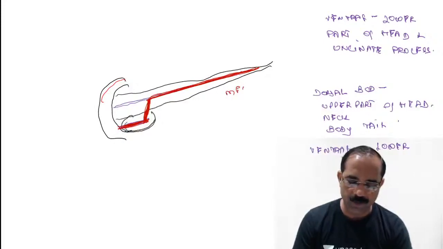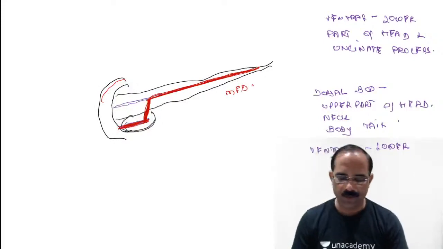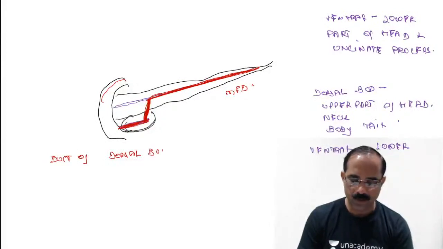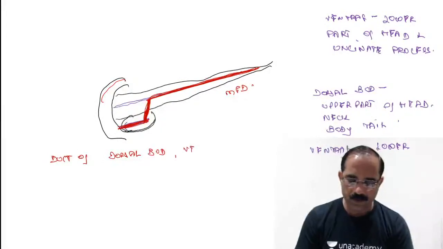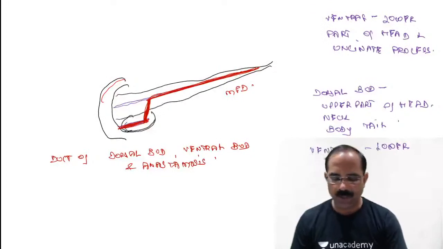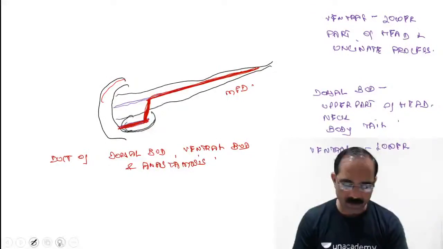This is the main pancreatic duct. So the main pancreatic duct is derived from the duct of dorsal bud, ventral bud, and anastomosis between them. That's the main pancreatic duct.